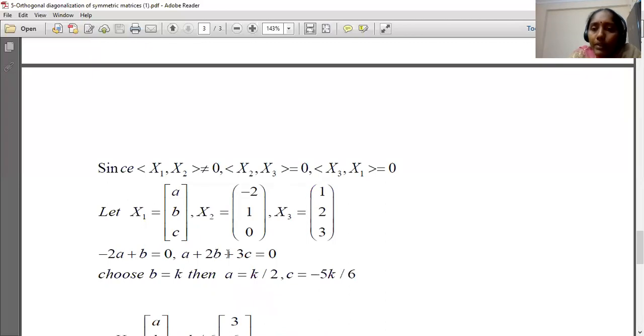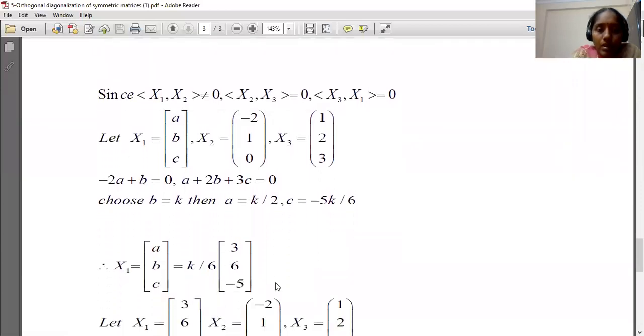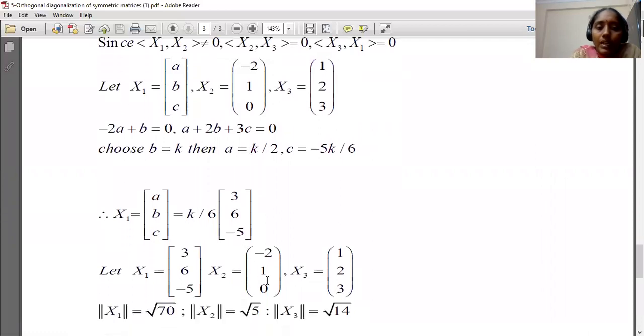On solving these two equations, we get a, b, c is equal to 3, 6, minus 5. Okay, so x1 is 3, 6, minus 5. This is a new eigenvector which is orthogonal to x2 and x3, which are minus 2, 1, 0 and 1, 2, 3. Once again, verify that your x1 is orthogonal to x2 and x3 or not. Check whether x1 dot x2 is 0 or not. Minus 6 plus 6 is 0.